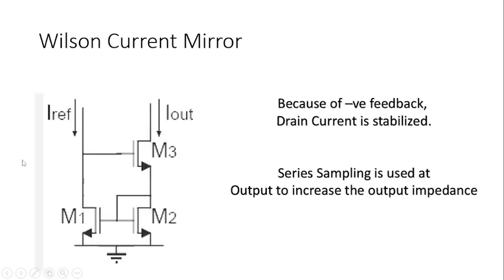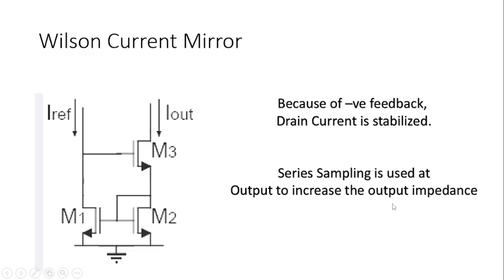Before going, we have one more thing, the Wilson current mirror. This is one of the circuits having negative feedback, keeping the drain current constant. This topology is a shunt series feedback combination. This is to keep your drain current stable, with series sampling at the output to increase the output impedance.